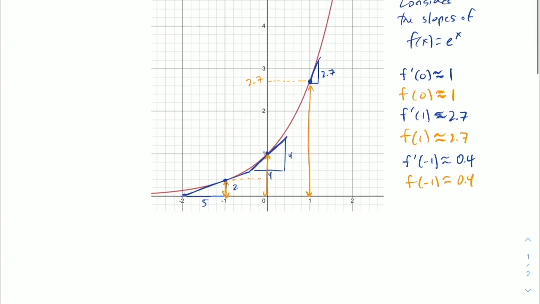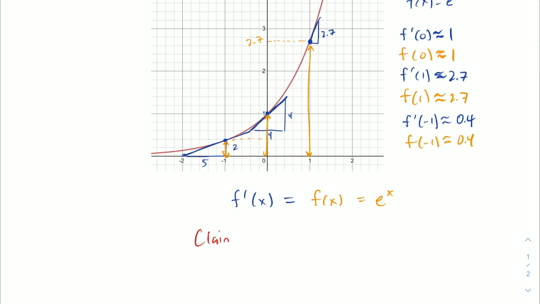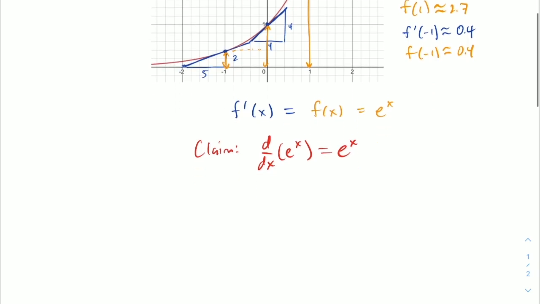All right, so let's make a claim. The derivative of this function equals the function. The slopes equal the function outputs. And this function is e to the x. So the derivative of e to the x is e to the x is what we're claiming here. We claim the derivative of e to the x is e to the x. All right, so let's go about proving this claim.